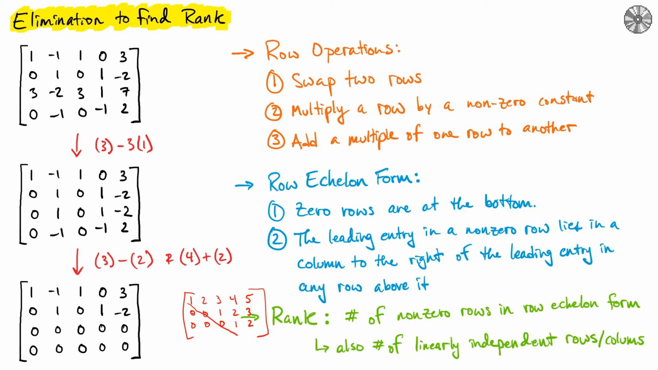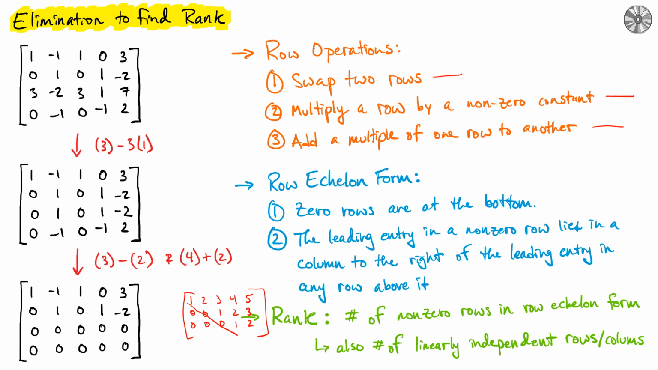And so in order to get into that form, you use row operations. You can make 3 different operations. You can swap 2 rows. You can multiply a row by a non-zero constant, and then you can add a multiple of a row to another. And so this is a very systematic way of identifying the rank of a matrix. It's simply the number of non-zero rows that are left after you go through this process of row echelon form.